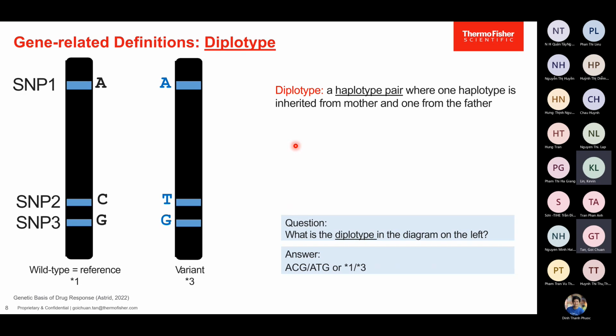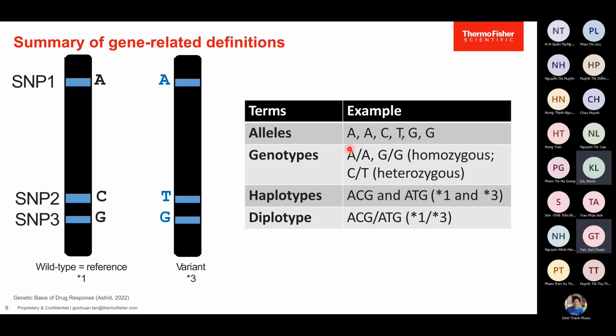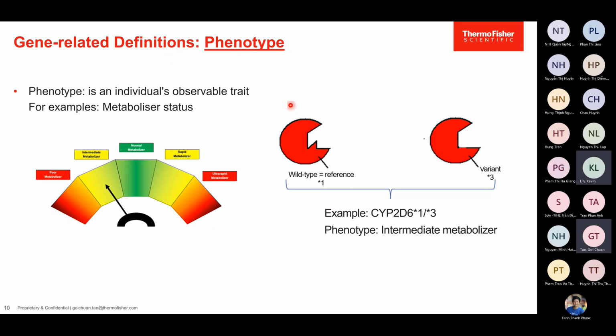Okay, just a revision. When we talk about alleles, we talk about a single nucleotide. When it comes to genotype, it's actually referring to a pair of the alleles. Haplotype means the pattern on the same chromosome. And diplotype simply means the combination of the haplotype pair.